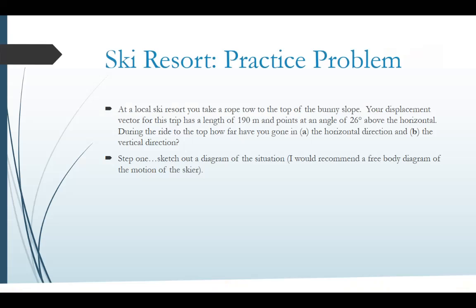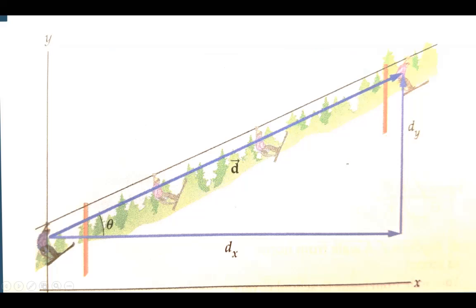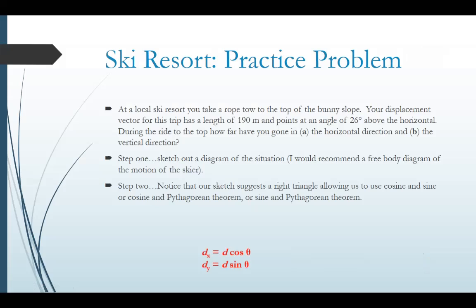So back here. During the ride to the top, how far have you gone in a horizontal and a vertical direction? Now, in order to do this, you need to think about right triangles, and this requires us to use sine, cosine, and the Pythagorean theorem. And as we do this, we can start to solve.